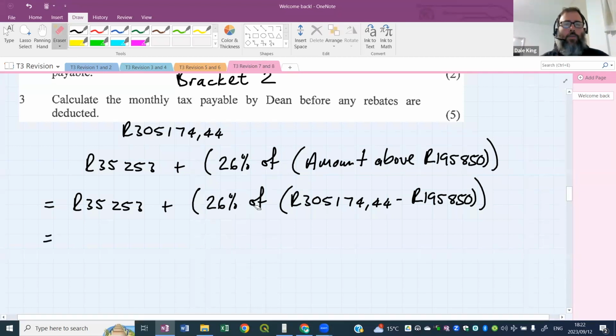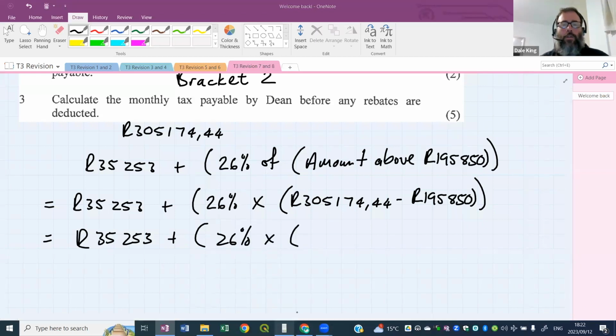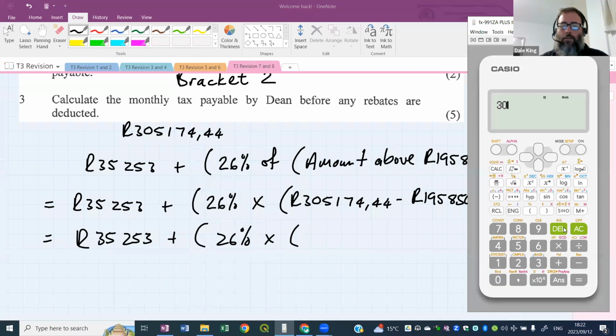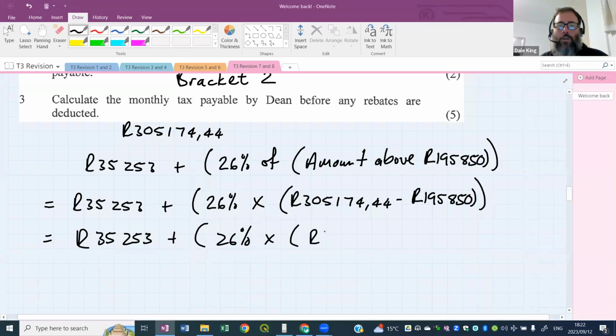But before we do that, I also want to change something because 26% of, we know in math, means times. So I'm going to put a times over there. Now I'm going to get my calculator and do this step by step. Some of you will chuck it all in and get a value. I'm going to do it step by step to show you all the little bits and pieces. So 26% times, and then I want to know what this value is. 305,174.44 minus 195,850. There we go. And that gives us 109,323.44.